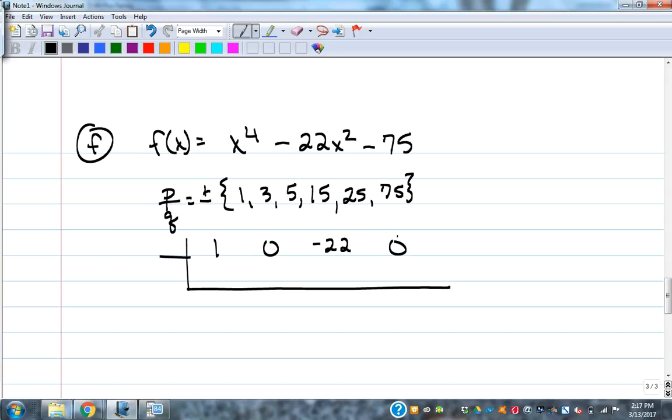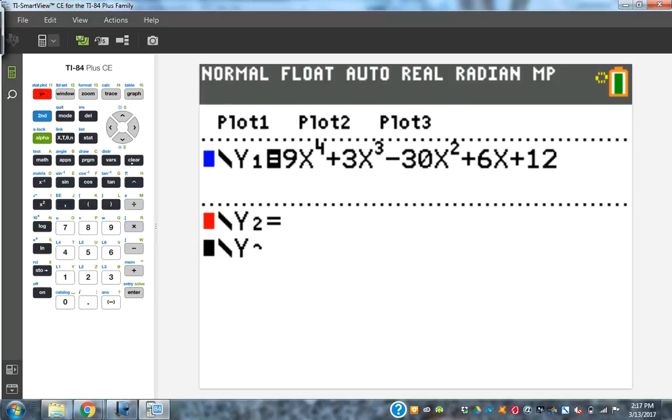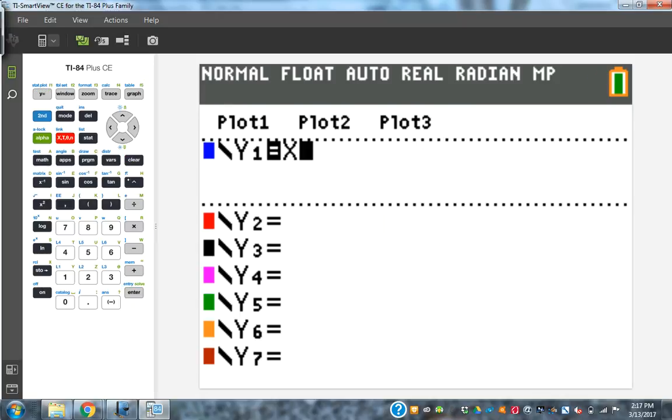Right. Why did I put all those zeros in there? Because there's not an x to the third power, so I have to have a representative. There's not a plain x, so I have to have a rep for it. Okay. Where does it happen to cross the x-axis? So x to the fourth minus 22x squared minus 75.